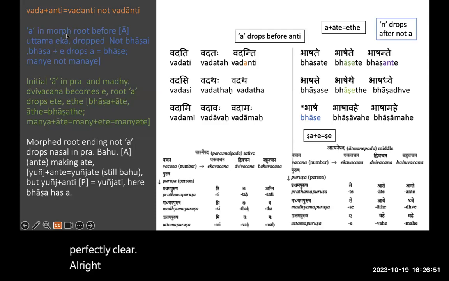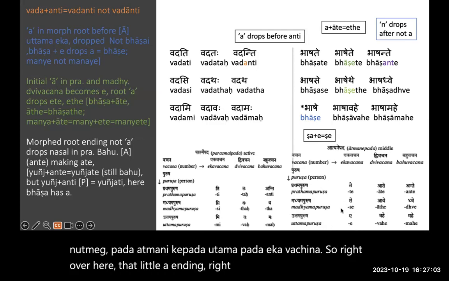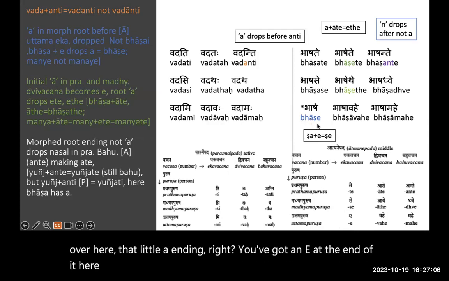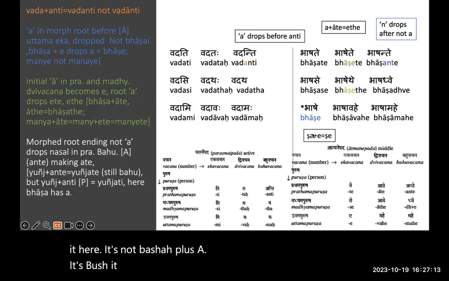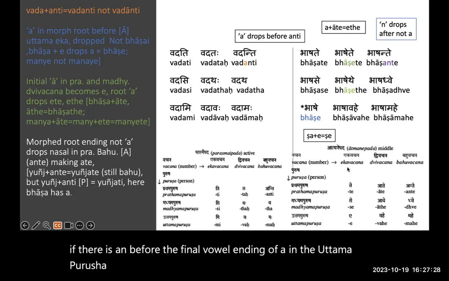All right, so you have a morphed root in Atmanepada. Atmanepada, Uttamapada, Ekavachana. So right over here, that little A ending, right? You got an E at the end of it. Here, it's not basha plus A. It's bash. It drops the A and becomes just E. So what do we learn? If there is an A before the final vowel ending of A in the Uttama Purusha Ekavachana, it just becomes E. The A drops. Woo! All right, moving right along.